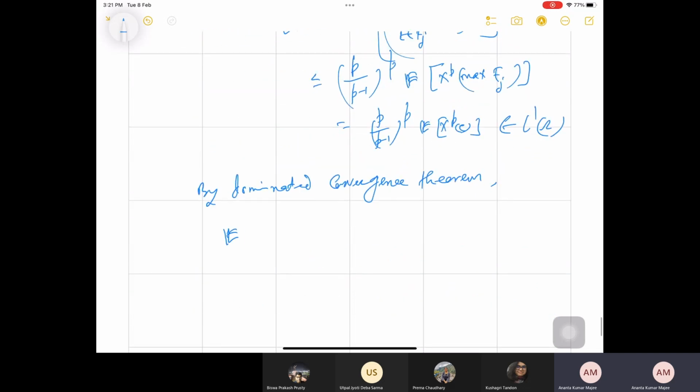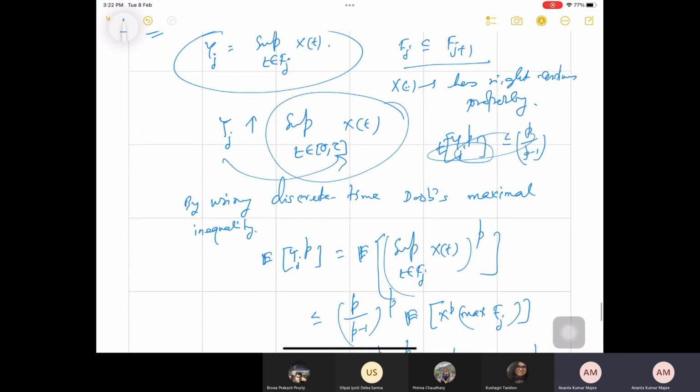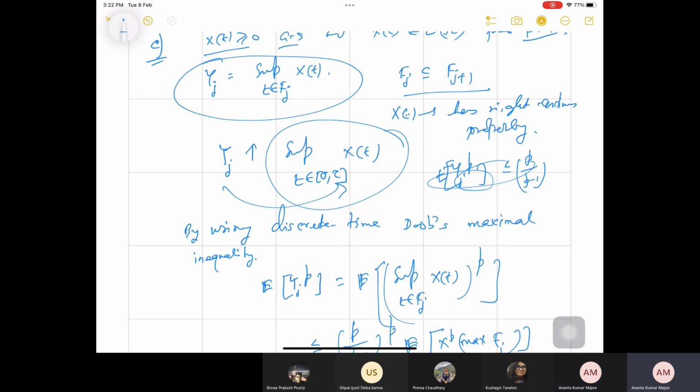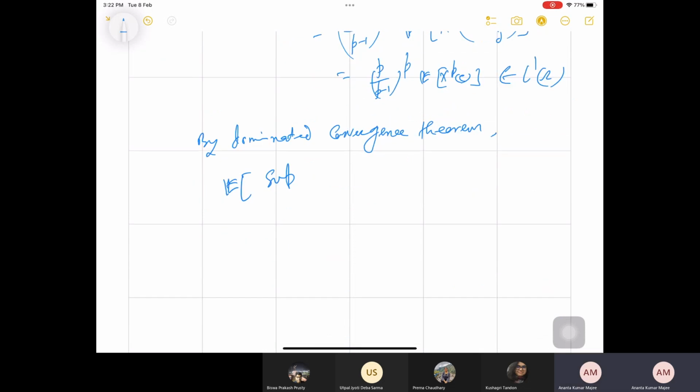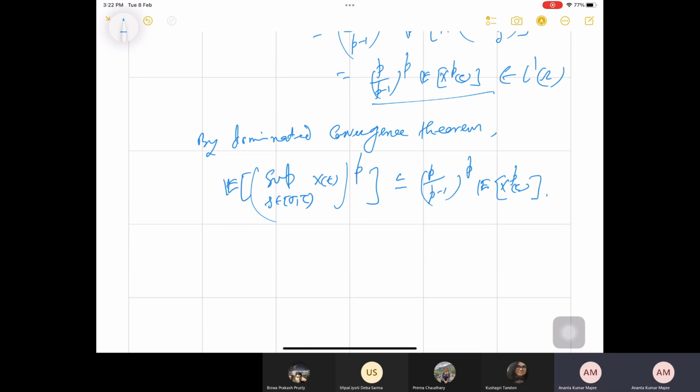So the expectation of the limit, it should be your supremum over Y_j, as j goes to infinity. The limit is basically the supremum over t in F_t of X_t, and that is the same as we have already seen by using claim 1, s belonging to sigma to tau, X_t whole to the power p. This thing should be less than or equal to (p/(p-1))^p times the expectation of X_tau^p. Okay, this is Doob's maximal inequality.